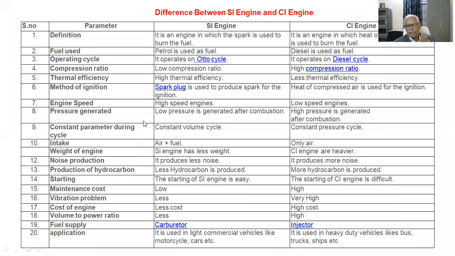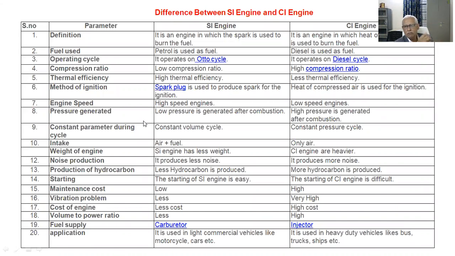In the case of the SI engine, a finely, thoroughly mixed air-fuel mixture enters the engine cylinder. That's air plus fuel, and that gets compressed in the compression process. Whereas in the case of the diesel engine or CI engine, only air is sucked into the engine cylinder during the suction process, and only air is compressed during the compression process. Fuel is injected into the engine cylinder at the end of the compression stroke.